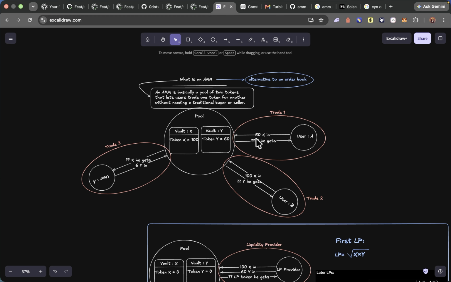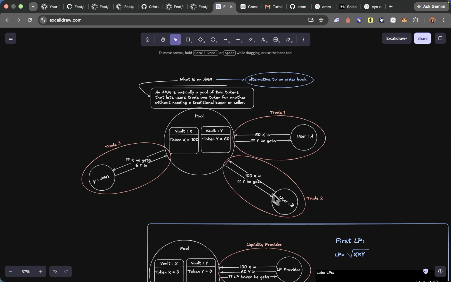By this what I mean, if user A trades in 50 X tokens, then after trade 1 in vault X, the number of tokens would be increased by 50 and it will be 150, right? And in return, let's say he gets some Y token, then the vault Y will be decreased, and the status of the pool will change for trade 2.